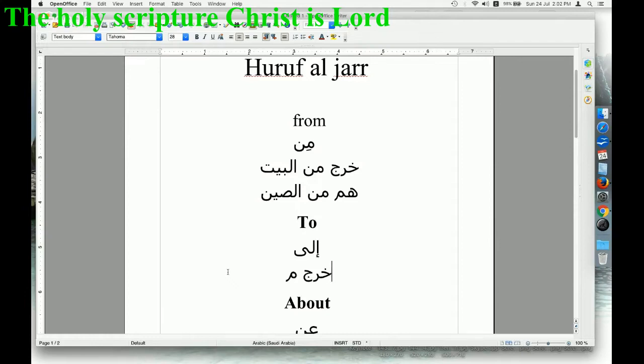خرج من البيت إلى. Now I will write إلى, but as I said, the hamza is not appearing. So always consider there's a hamza underneath here, under the alif, as we see it here. All right. So خرج من البيت إلى. Okay, إلى where? Then we say السوق, let us say, which means the market or the mall. خرج من البيت إلى السوق.